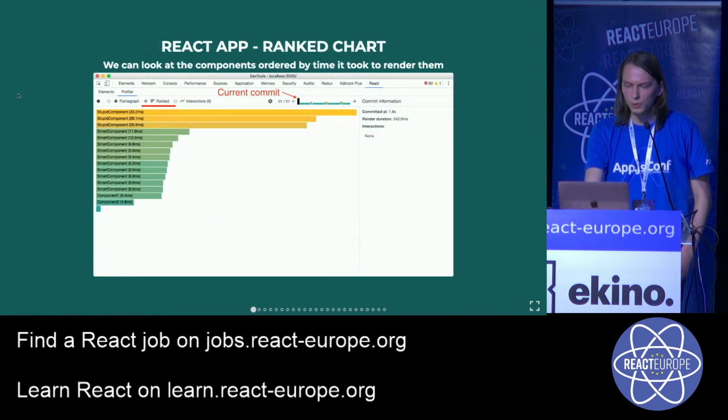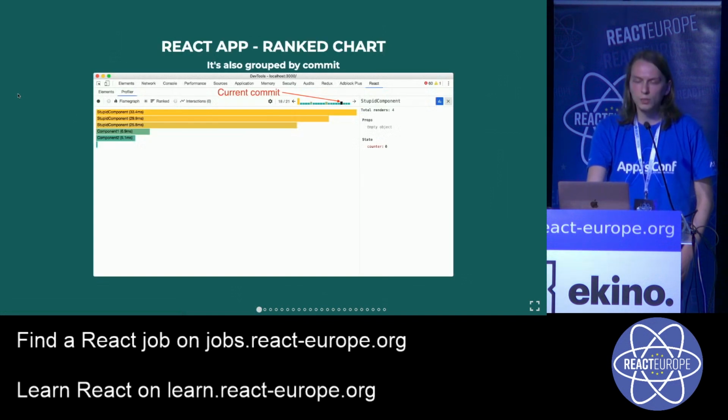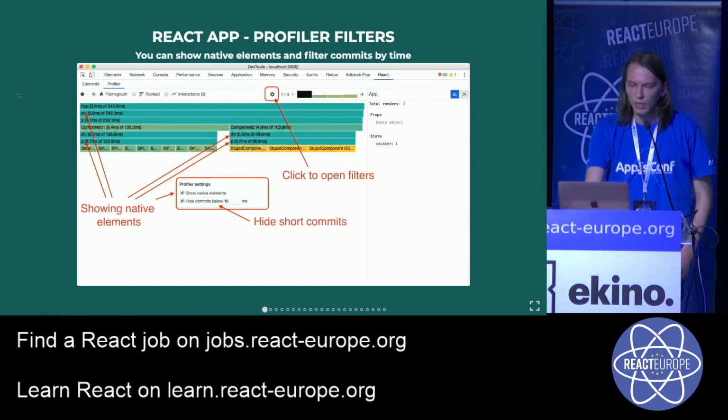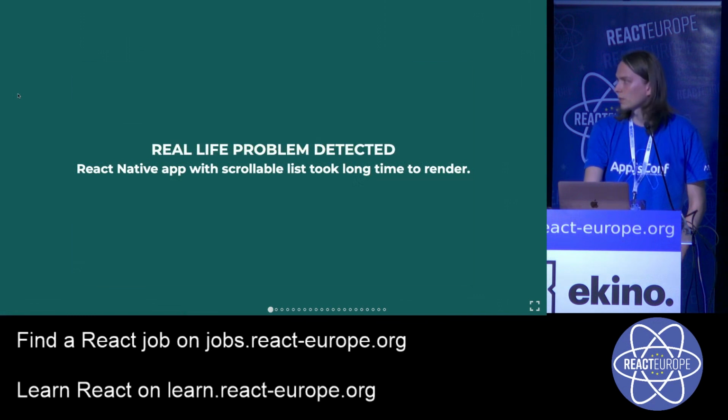Profiler also features the ranked chart, which shows the components ordered by the time it took to render them. And here is another commit of the ranked chart. Also, we have the filters, which allow you to show or hide native elements, or to filter out short commits that don't really impact the performance of our application.